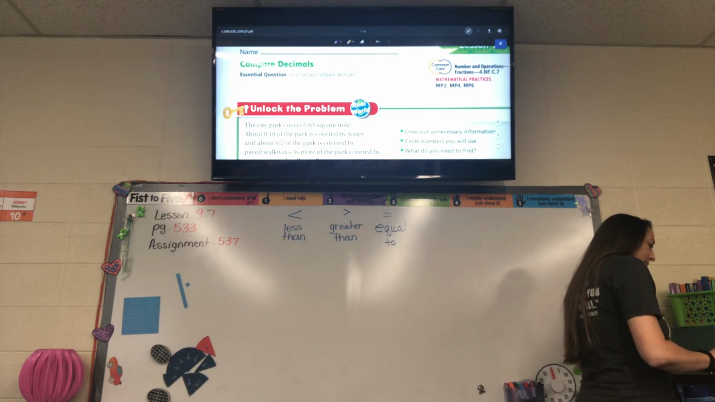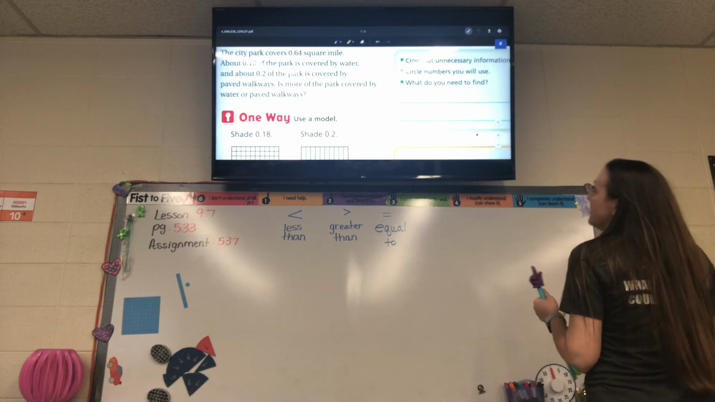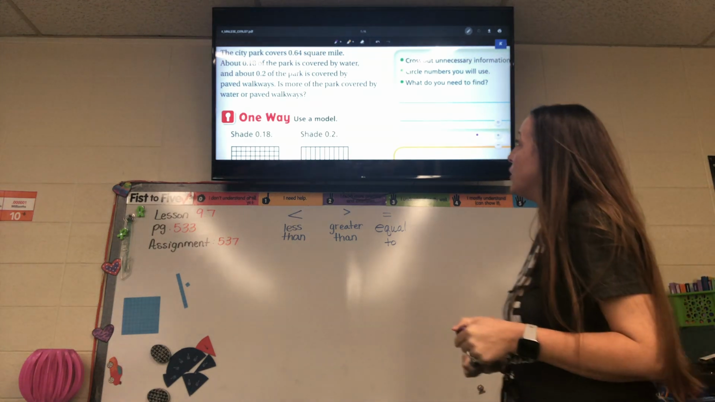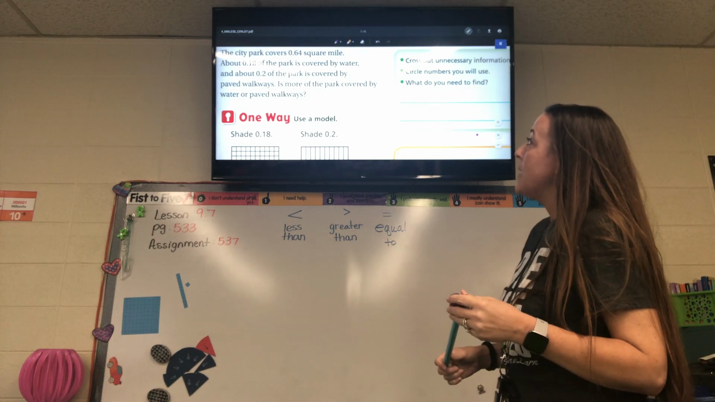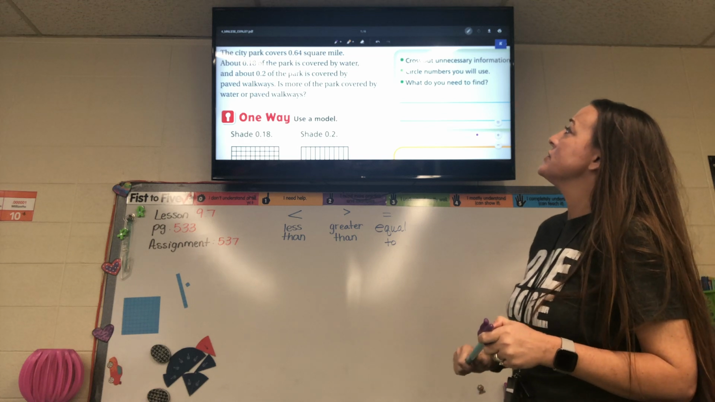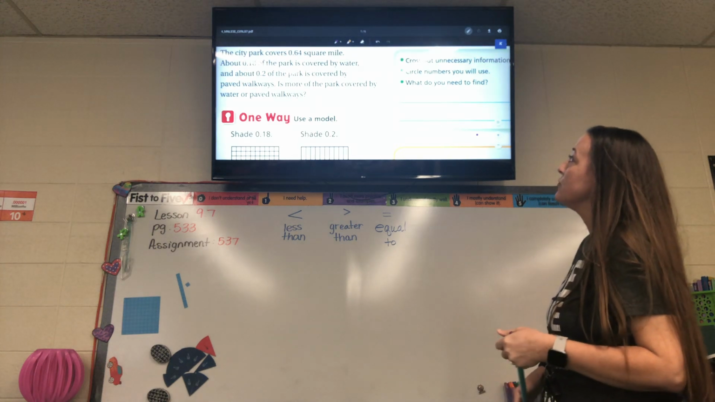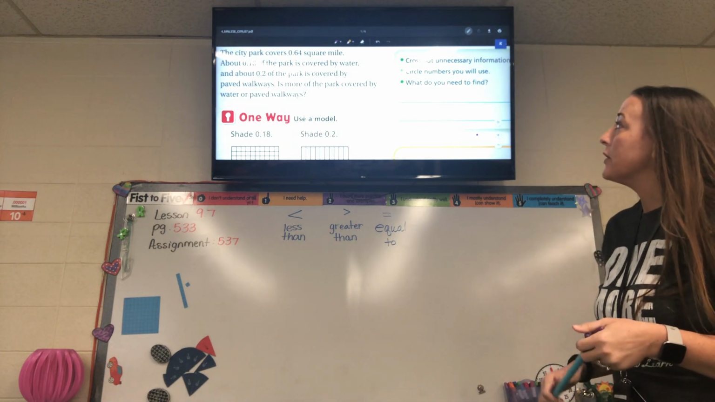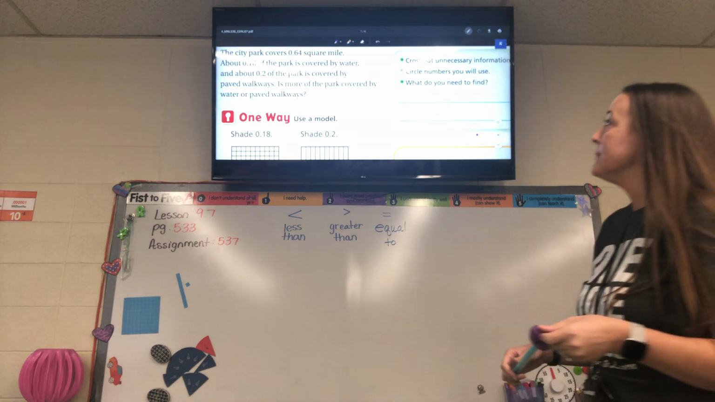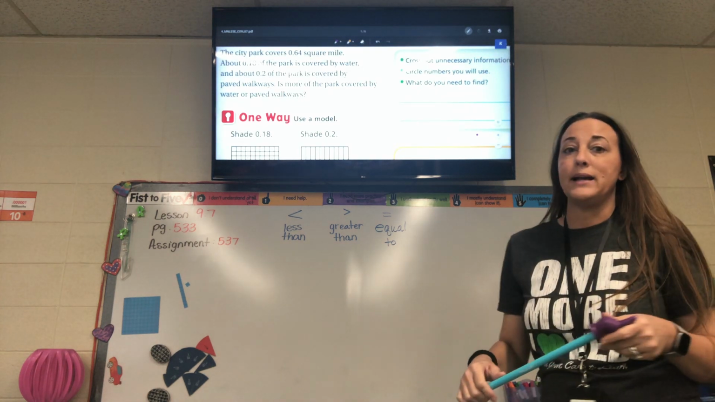So we have a city park. It says the city park covers 6,400 square miles. About 18/100 of the park is covered by water, and about 2/10 of the park is covered by paved walkways. Is more of the park covered by water or paved walkways?